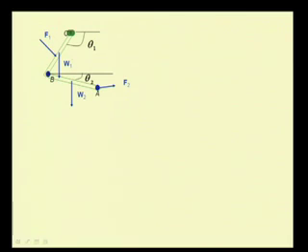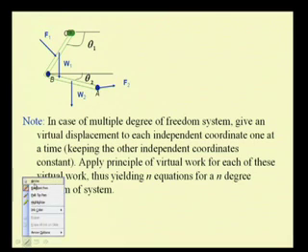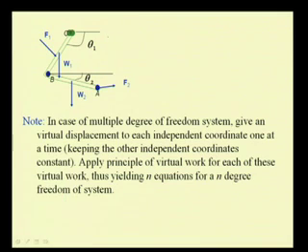So, for such multiple degree of freedom systems, a virtual displacement is given to each individual coordinate. That means, we have to give one virtual displacement d theta 1 to this coordinate theta 1, and we have to give another virtual displacement d theta 2 for this coordinate theta 2, and we apply the principle of virtual work for each of these virtual displacements.